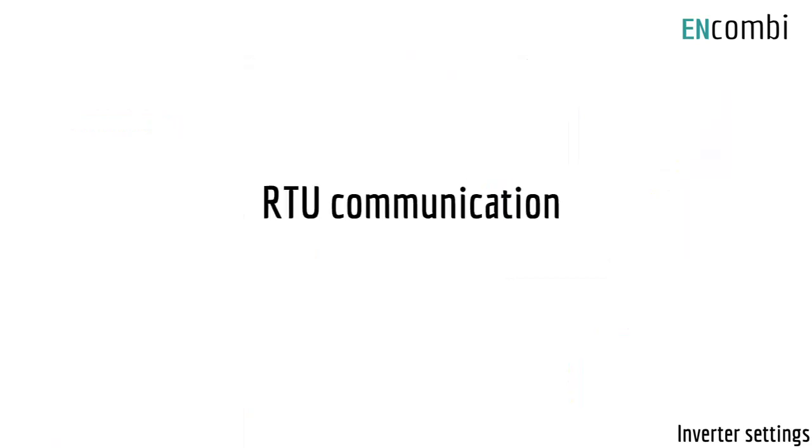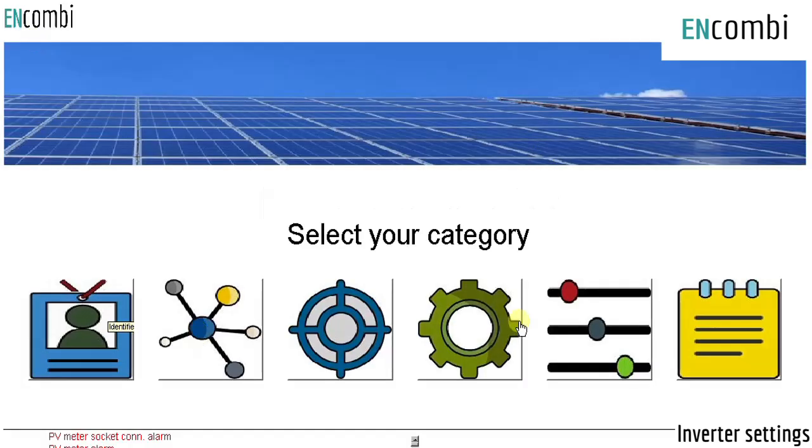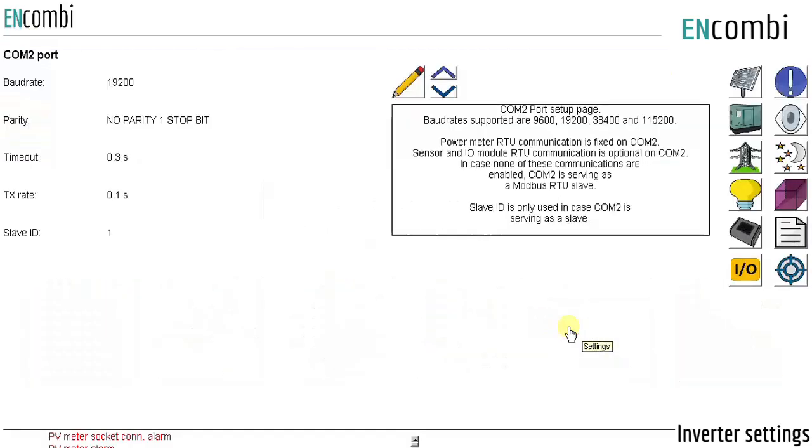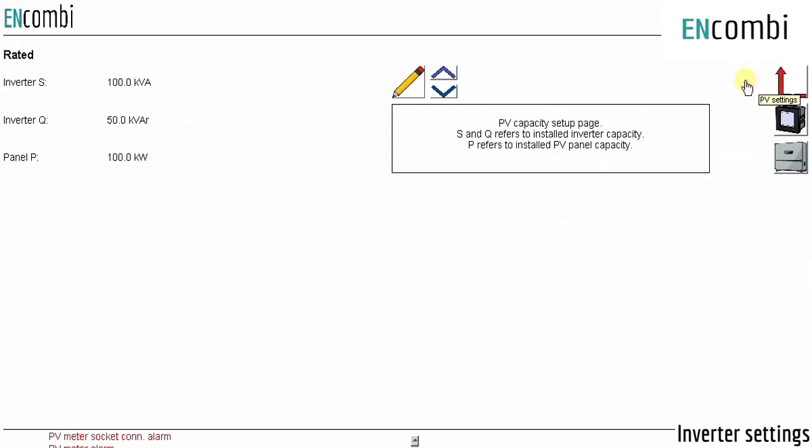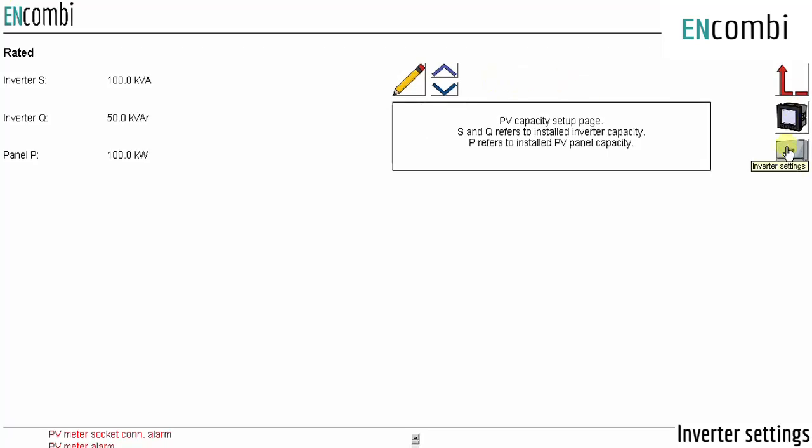How to do the RTU communication settings for inverters. On the EC Web, go to the settings and you will reach the first page where you have to select COM port 3. ECPV2 COM port 3 is reserved for inverter RTU communication. Please refer to video tutorial number 7 for RS485 port setting. Once you have done the port setting, continue to inverter setting.